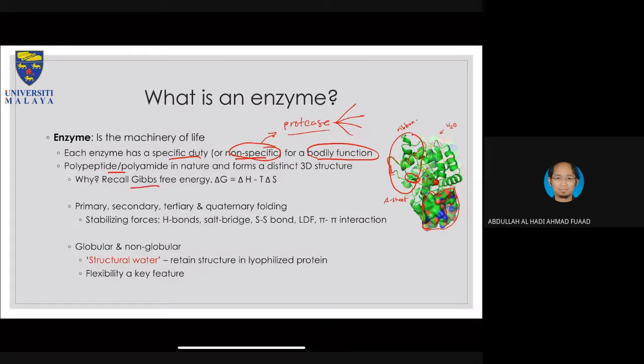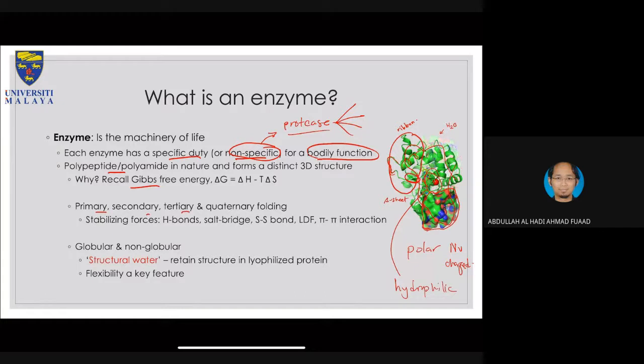Just recall Gibbs free energy: delta G equals delta H minus T delta S. It has something to do with Gibbs free energy because at the end of the day, you have 20 different types of amino acids, and each amino acid can be grouped into polar, non-polar, charged residues, and so on. The outside of the enzymes are normally polar neutral or polar charged, while the internal are normally hydrophobic or uncharged.